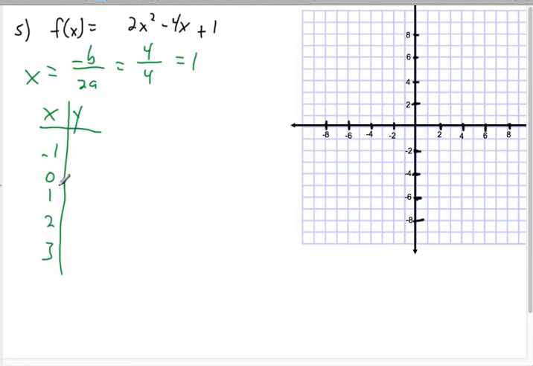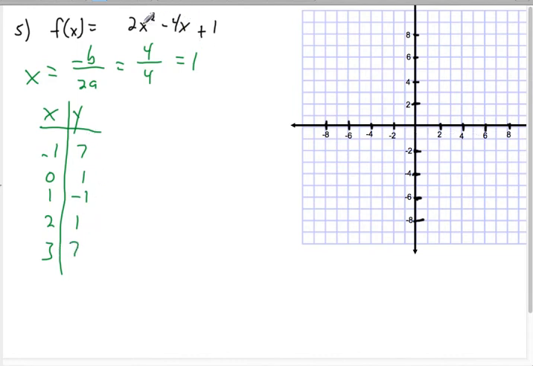Alright, so let's start with 1. So we have 2 minus 4 is negative 2, plus 1 is negative 1. We have 0, 0, 1. And we expect this to be 1 as well, so let's see, 8 minus 8 is 0, plus 1 is 1, so that worked. And we have negative 1, so 2 plus 4 is 6, plus 1 is 7. And for 3 we have 9, 18, minus 12 is 6, plus 1 is 7. So these worked out. Let's graph it.